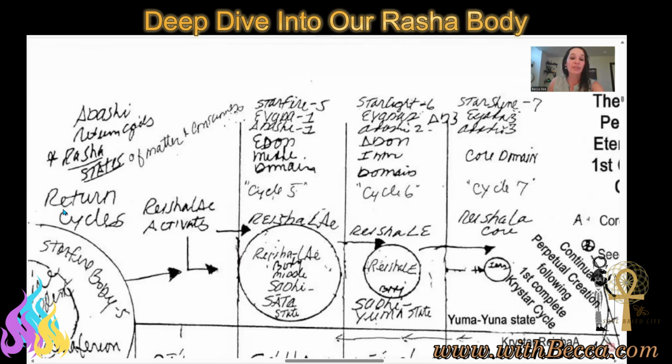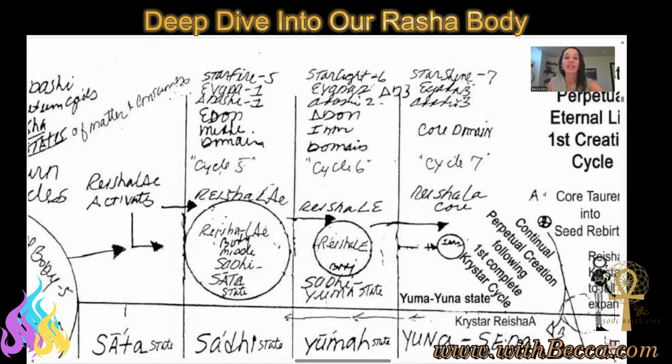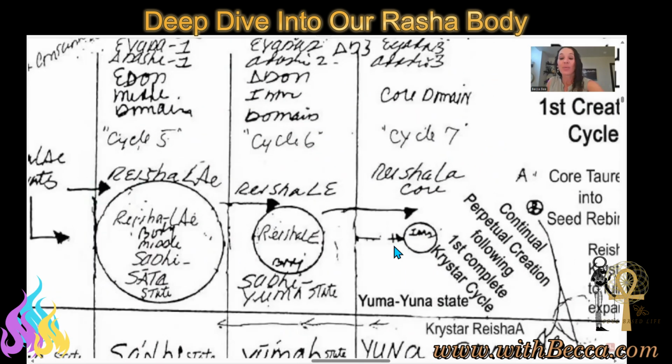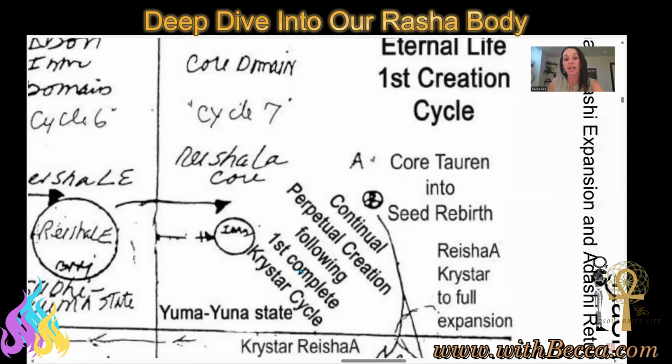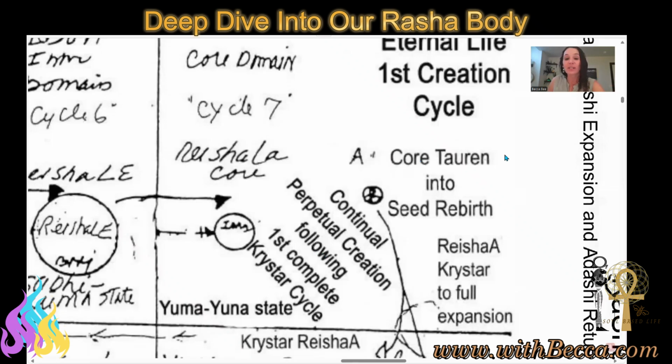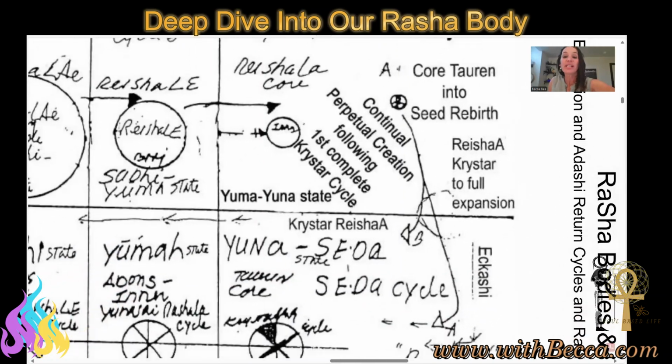As we go through these return cycles, we can see it's moving through the Rasha Le activation. So as we're moving through the Rasha Le activations, it's going from 5, 6 to 7. So it goes from Rasha Le to Rasha Li to Rasha La. Okay, so the core, the inner, and the middle. And as we go into this, one of the key things to recognize is that the Rasha La is basically taking us into the core. Well, it's saying core Taurin here. Core Taurin, or the seed rebirth.